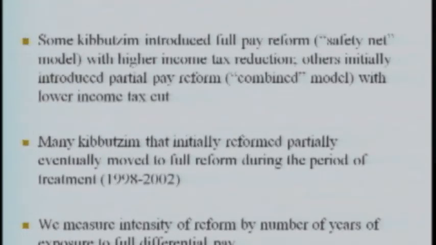We define 4 levels of intensity of treatment in terms of exposure of a student to a full reform. Some of the kibbutzim reformed from a partial reform to a full reform within the period of a high school, that kids were in high school. So within the 3 years the kids were in high school, his kibbutz might have started with a partial reform, and a year later moved it to a full reform, or 2 years moved to a full reform. So we define 4 measures of exposure to a full reform.